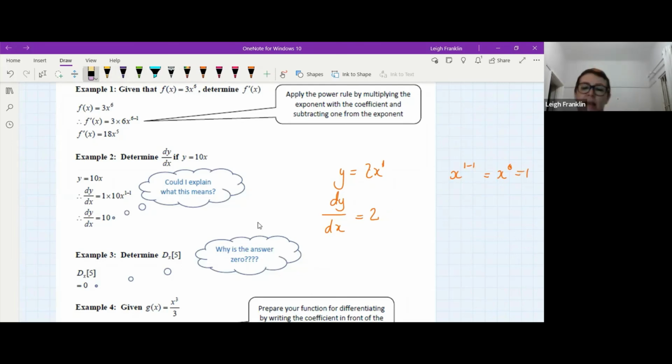But you don't have to write that. What we're saying is that the gradient of a straight line, the line y equals 2x, is 2. And you know that anyway, because y equals mx plus c. You know that m, the gradient, is 2. Can you see that's just what they have discovered works in this particular instance.